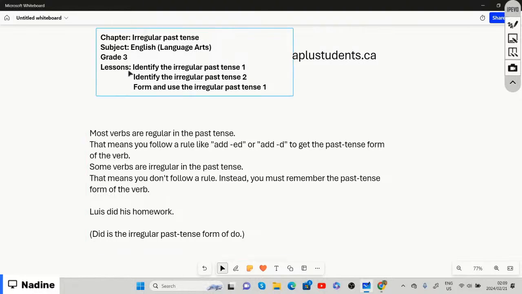So when it comes to irregular past tense, if you listen to the word tense, tense will tell us if it is present, which is now, past, which happened already, or future. Here we are mentioning it's in the past, so the past means that it happened already. Verbs are doing words, the action that takes place, and most verbs are regular.